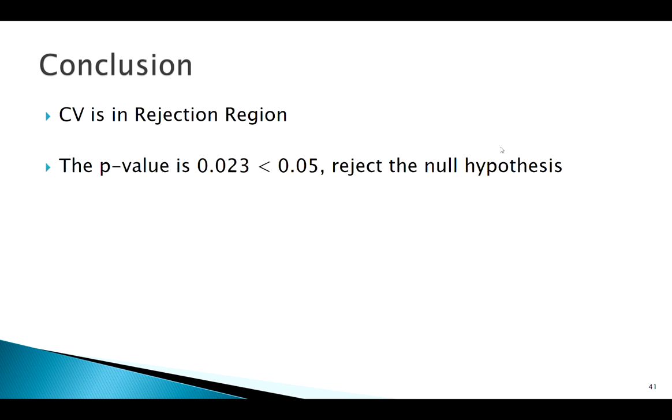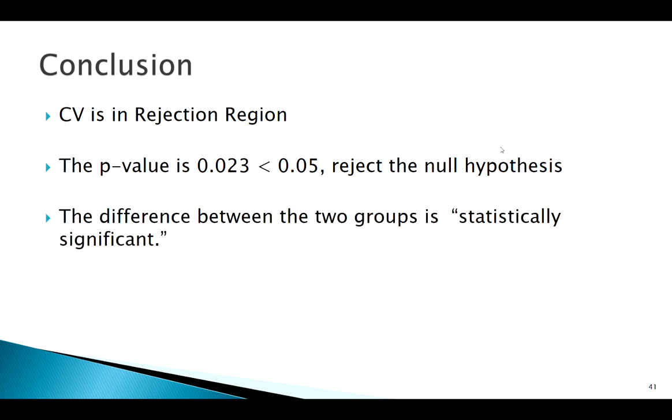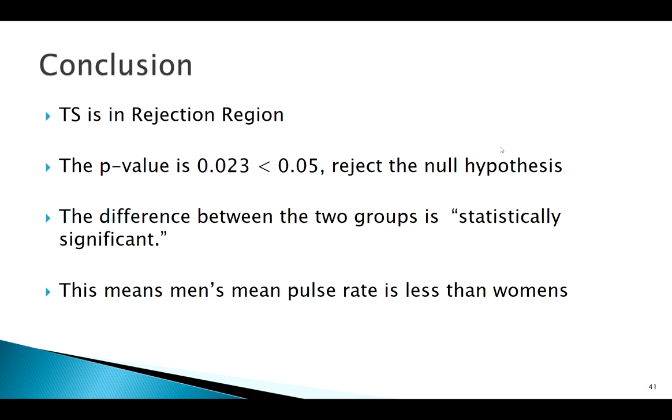From there, draw my conclusion. My test statistic is in my rejection region, right? My p-value is smaller than alpha, so we're going to reject. We have statistically significant results. Putting it back in the context of this question, that's telling us the men's mean pulse rate here is actually less than women's.